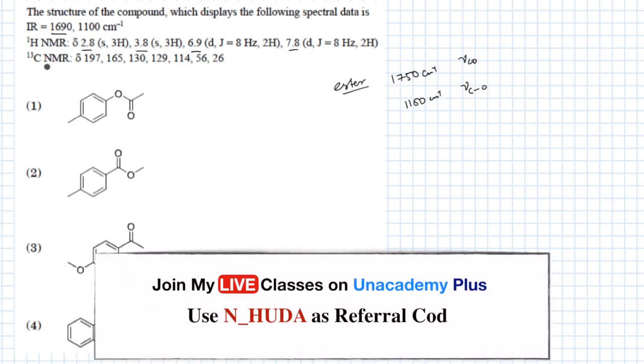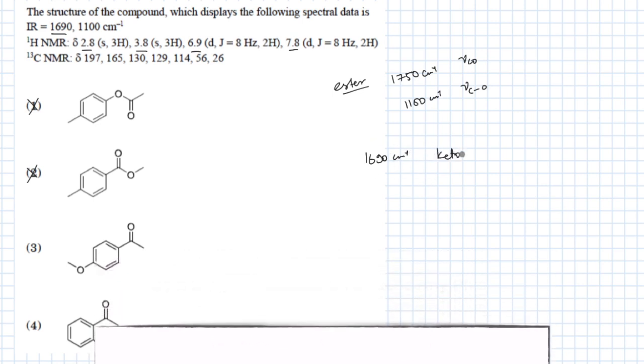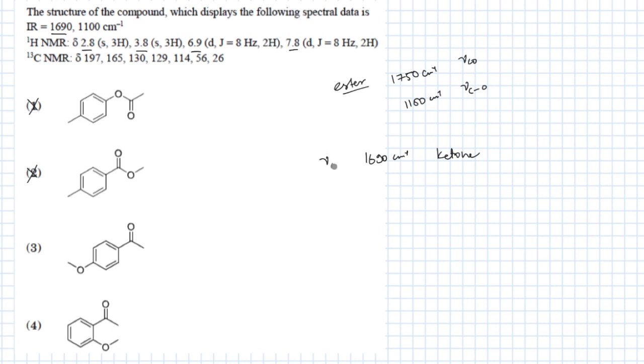So you can just cancel out those options which have ester in them. So option 1 can be cancelled out and option 2 can be cancelled out. Now you are left with option 3 and option 4, right? Now since 1690 cm⁻¹ is actually for the ketone only, it's telling you that you have a carbonyl, you have a ketone, like they are basically talking about the carbonyl of the ketone group.